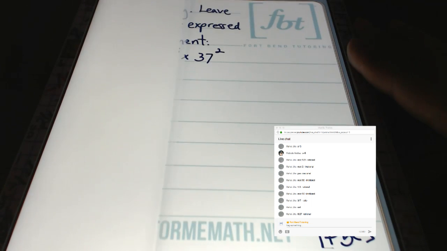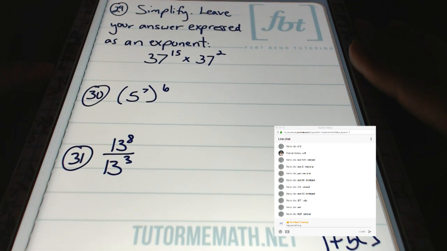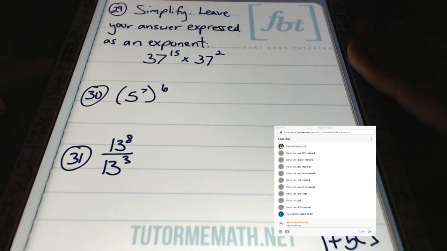Let's move on. There you go with problem number 29, as we are going to deal with some exponential rules now. Oh, yes. So, simplify. That's right. Raul is definitely on fire, Lewis. He is definitely on fire. So, we have simplify, leave your answer expressed as an exponent. Raul is enjoying the love that people are giving him for getting everything right.